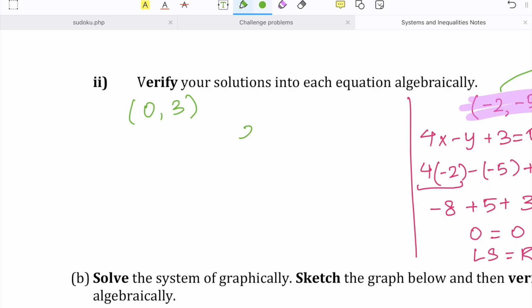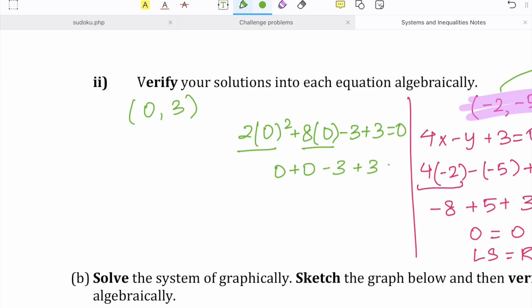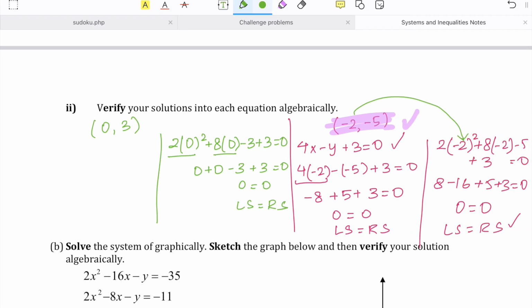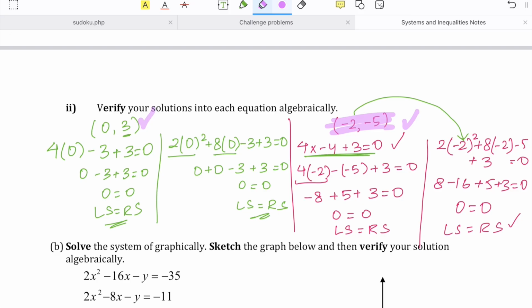So I put in 0, 0 squared plus 8 times 0 minus 3 plus 3. Anything times 0 is 0. 0 plus 0 minus 3 plus 3 is 0. That means left side is equal to right side. Do the same for my first equation. So 4 times 0 minus 3, because that's my y, plus 3. 0 minus 3 plus 3 is equal to 0. Left side is equal to right side. Hence, I've verified that this solution is also correct. Whenever it's asking you to verify, put in the values, and if left side is equal to right side, it's correct.